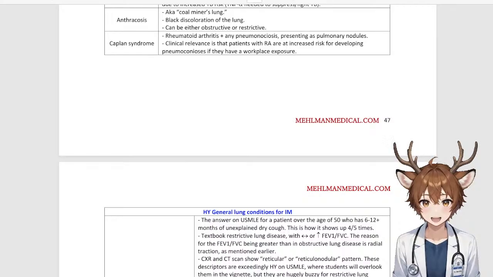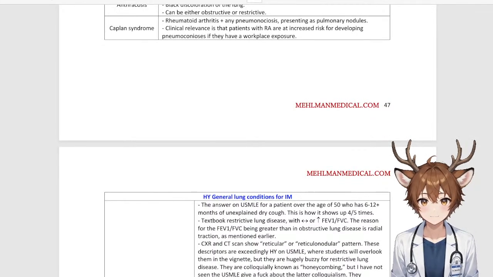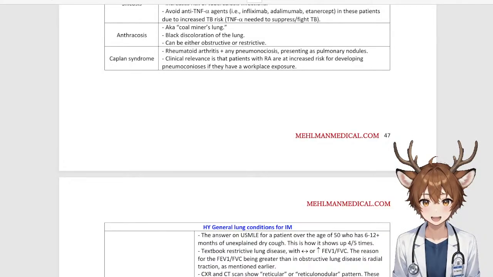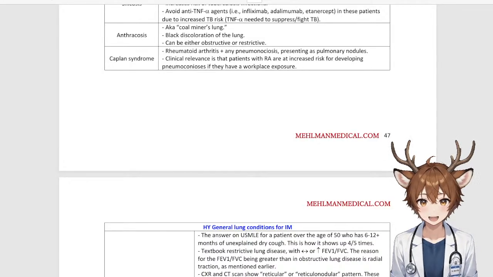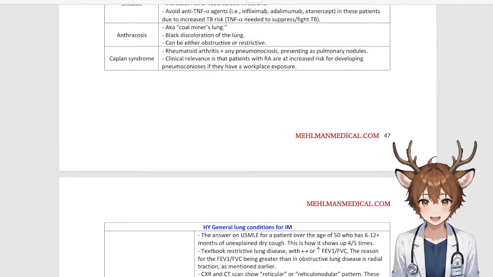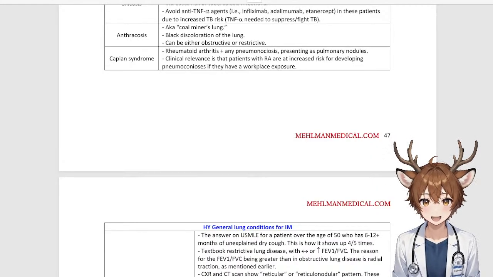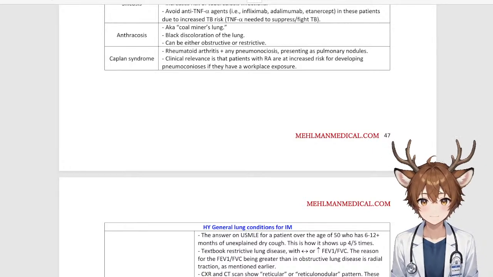Kaplan syndrome, this is the bigger one, I guess. No, it's not. That's the next section. Kaplan syndrome, rheumatoid arthritis plus any pneumoconiosis, presenting as pulmonary nodules. Clinical relevance is that patients with rheumatoid arthritis are at increased risk of developing pneumoconiosis if they have a workplace exposure.